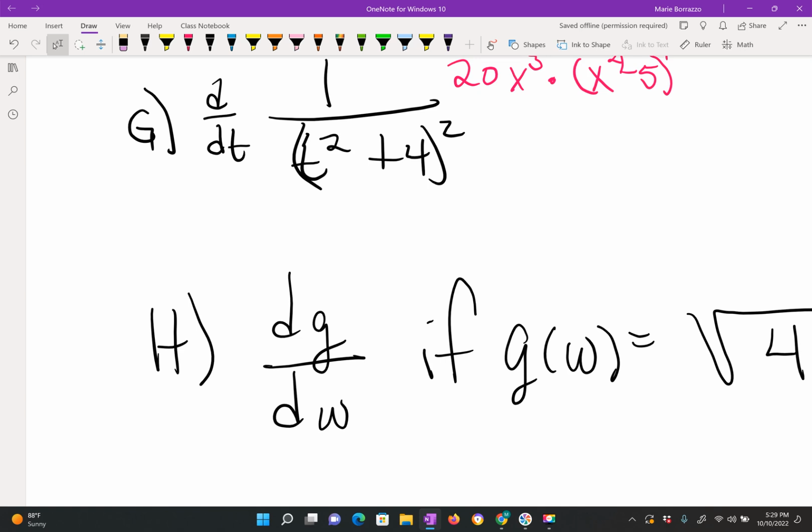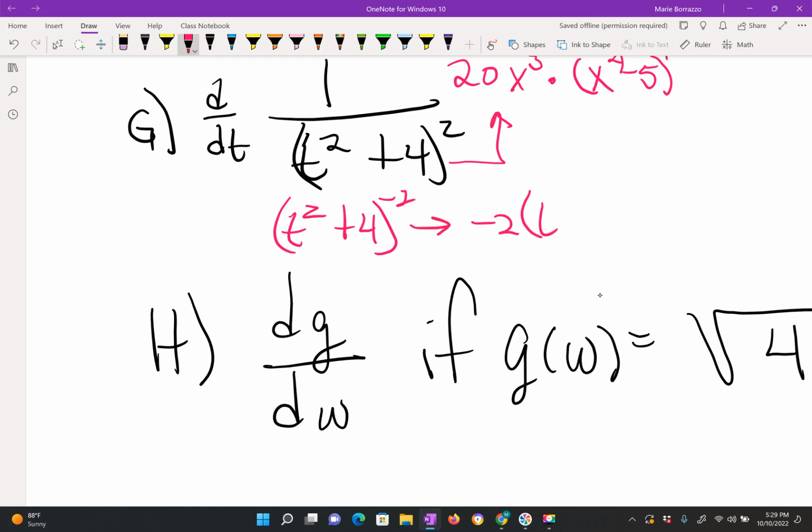How's that going to look like? First you bring it on top as a negative, so you get t squared plus 4 to the negative 2. Yeah, I got that. Now what? You get negative 2 parentheses t squared plus 4 to the negative 3. Correct. Times 2t. 2t.